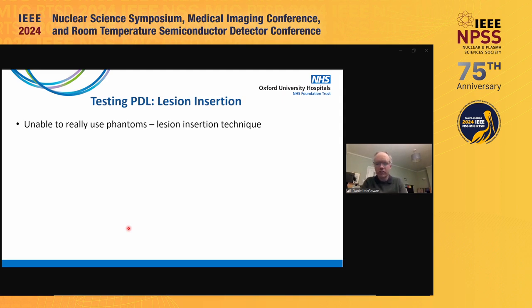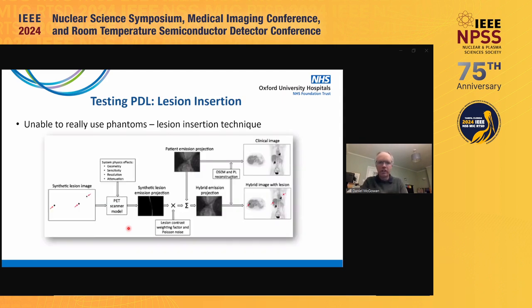So one way around this is to do something called a lesion insertion technique. Here you've got a synthetic lesion you can insert in the image, then you can reconstruct the image as you normally would, and then you've got your hybrid image with the lesion inserted. You can then know what the ground truth was of that lesion. So it's like a phantom, but with real clinical data. So when the AI algorithm looks at it, it sees a typical patient-looking sinogram.